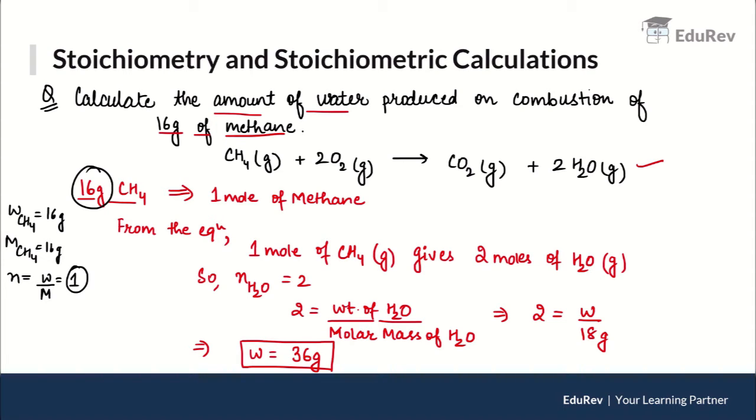As you can see in the reaction, 1 mole of methane will give 2 moles of water. So the number of moles of water obtained is 2. If you substitute in the formula that 2 equals weight of water divided by molar mass of water, the net answer that you will get is 36 grams of water. So this is how you will deal with stoichiometry related questions.